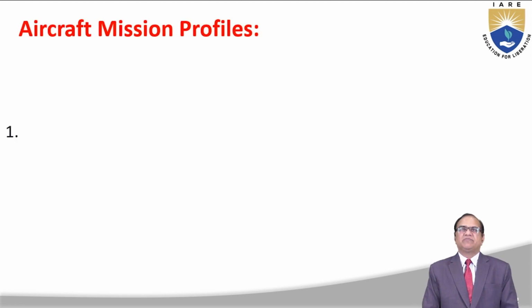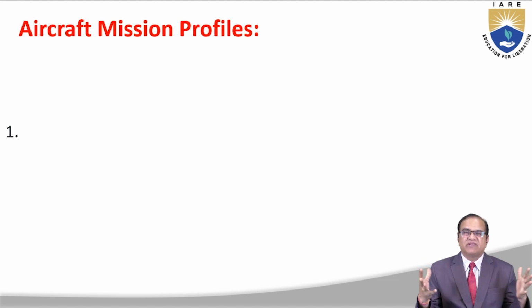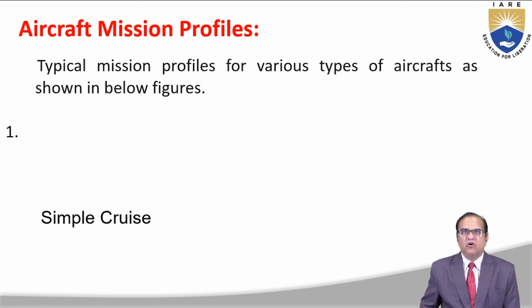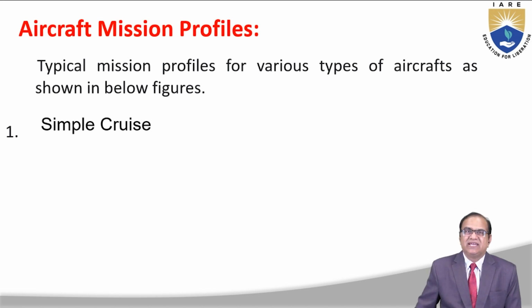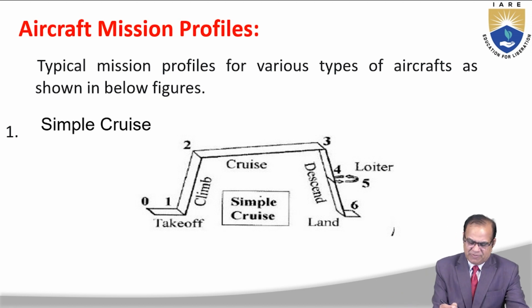Now I will discuss the aircraft mission profile. The mission means what type of work it can perform. We have different types of missions of the aircraft. I am going to discuss three to four missions of the aircraft, and at that time we will see how these things work. Typical mission profiles for various types of aircraft are shown in the below figure. The first case is a simple cruise. In this simple cruise, you can see here, this is the simplest case.